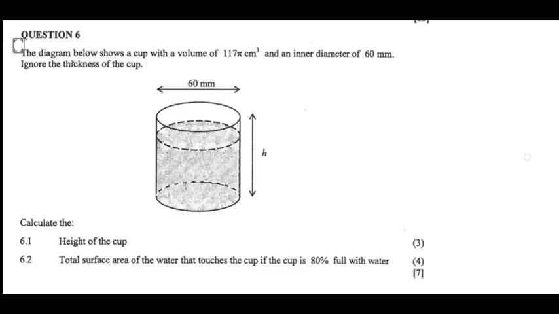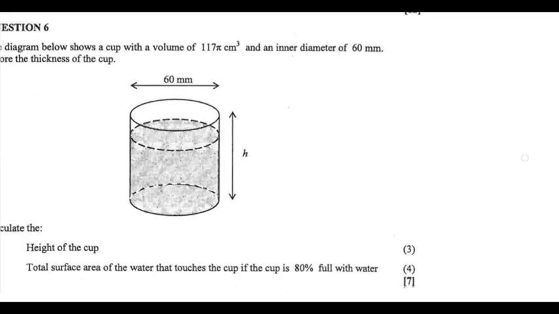The question says the diagram below shows a cup with a volume of 117π centimeter cube and an inner diameter of 60 millimeter. Ignore the thickness of the cup. The first question says calculate the height of the cup.